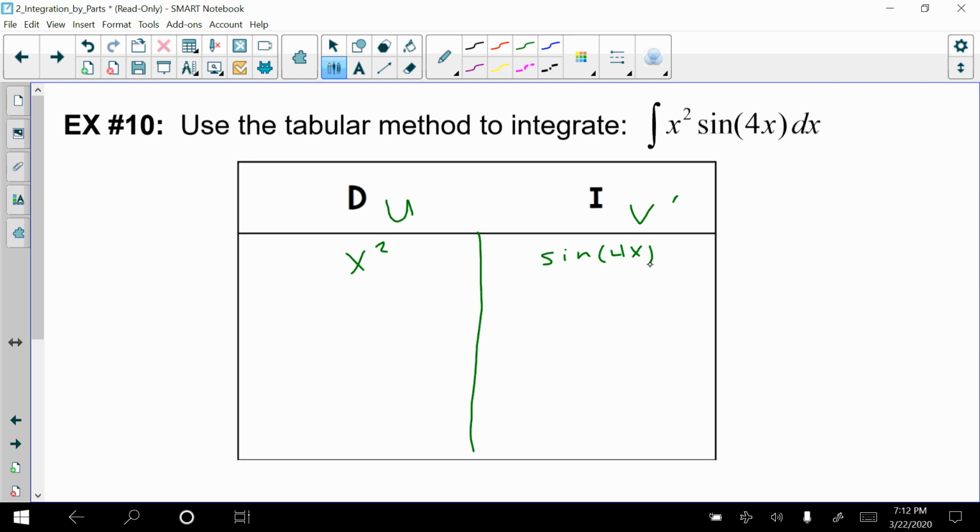And again, it's not really necessary for you to write the dx here, but I'm going to just go down the column of the x squared terms and take the derivative. So the derivative of x squared will be 2x, and the derivative of that will be 2, and then the next derivative will be a 0. And again, I'm going to start it off by positive, negative, positive, negative, putting those signs in, just repeating order down the list.